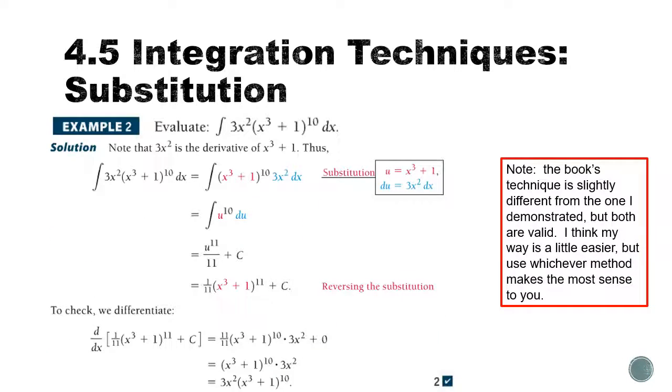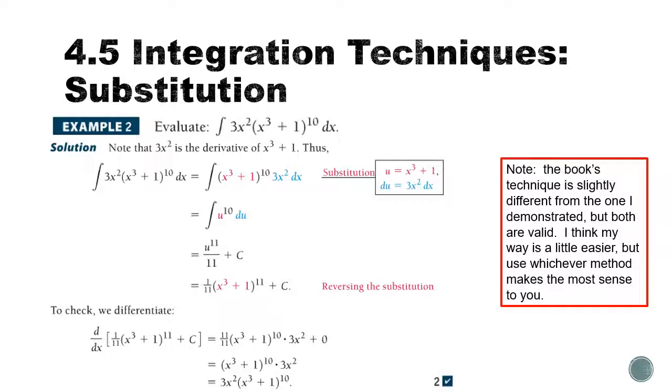Okay, so we're going to pick u as x to the 3rd plus 1, and then du/dx would be 3x squared, so du would be 3x squared dx, or dx would be du over 3x squared. Now, you'll notice that this is the book's technique. They don't do it quite like I do it. I think my way is a little simpler, but whichever way works for you.